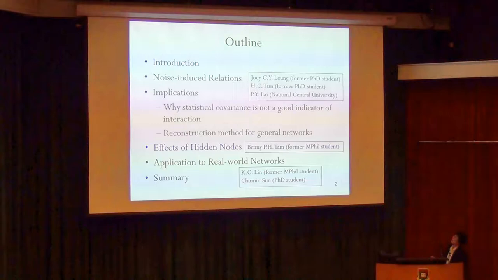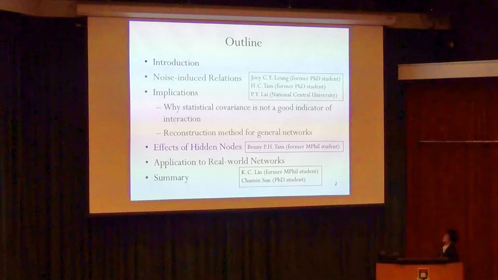In particular, systems are usually acted on by noise. So these relations will actually be because of the presence of noise. So the first part will tell you the method that we developed. We also talk about so-called hidden nodes, when the information is not complete, and what we can say then. And finally, I want to tell you our more recent work, where we applied our method to a real-world problem. This work is done together with a group of people. For example, the first part, when we developed the method, is done together with a collaborator at National Central University in Taiwan and also some former students. And the real-world part is with some different students.